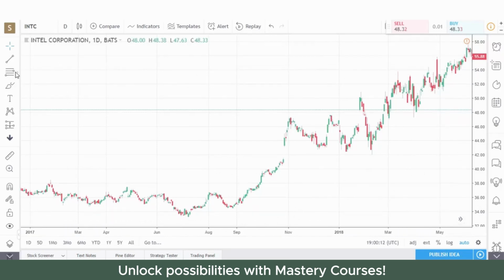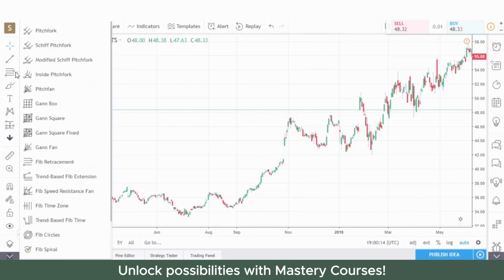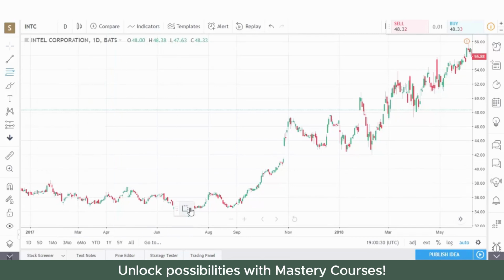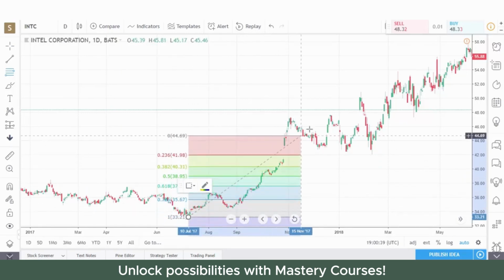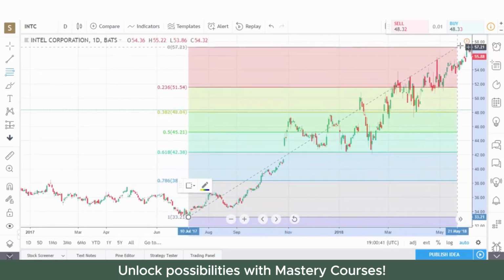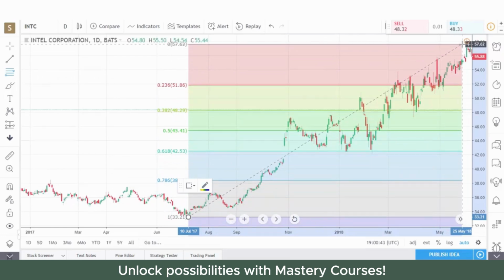So on the left-hand side, we'll open our drawing tool. We'll go down to Fibonacci or Fib retracement. Click that number. Move this out of the way. We're going to place our cursor right at the low and drag up to the high and click there. Now we have our Fibonacci lines.